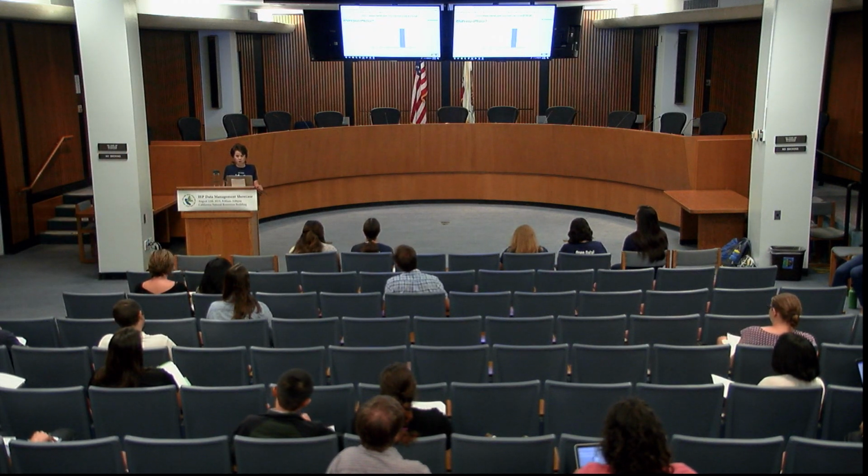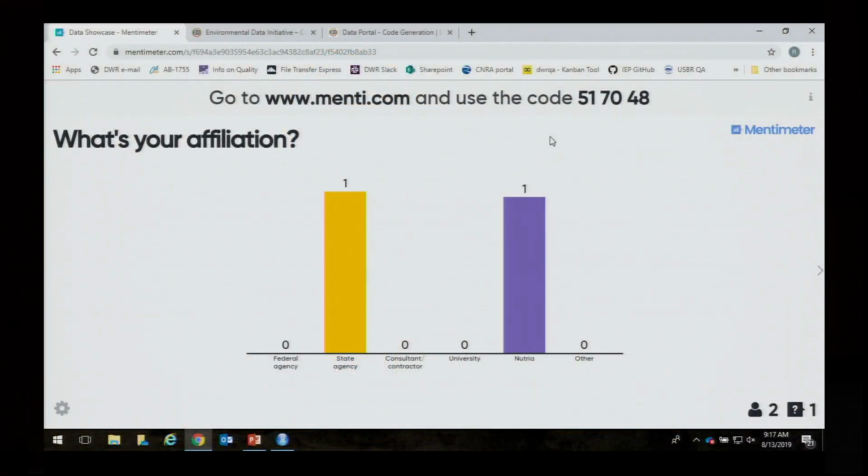All right, so before we get started talking about data management plans, we're going to be using a little interactive polling trick here to get a little more information about our audience and what you're thinking, and to wake you up a little bit. So if you could all pull out your phones or mobile devices or computers, go to www.menti.com, MENTI, and use code 517048. A question should pop up on your screen.